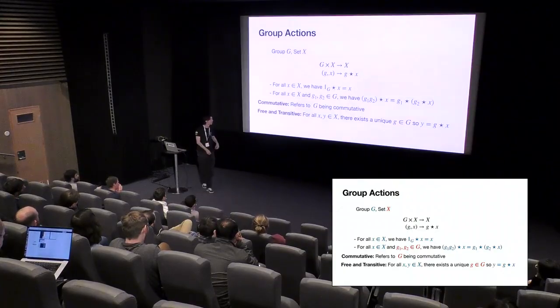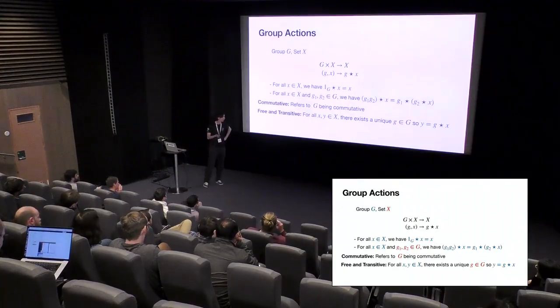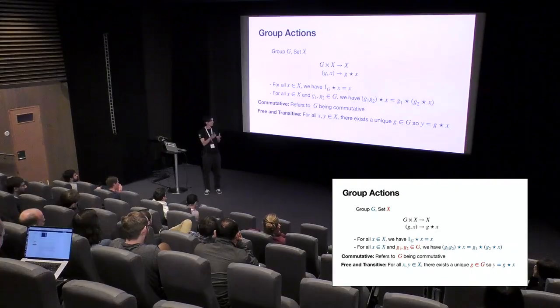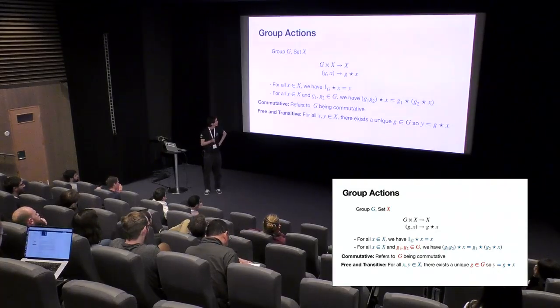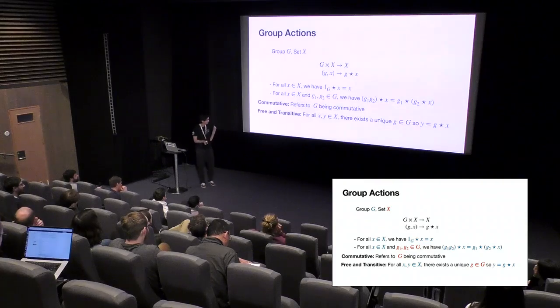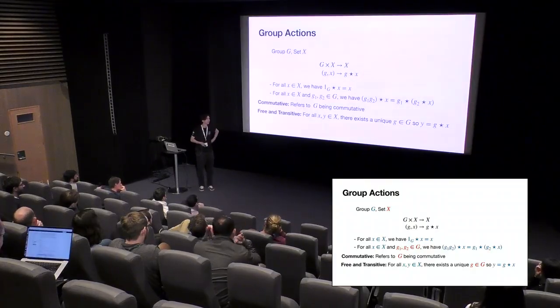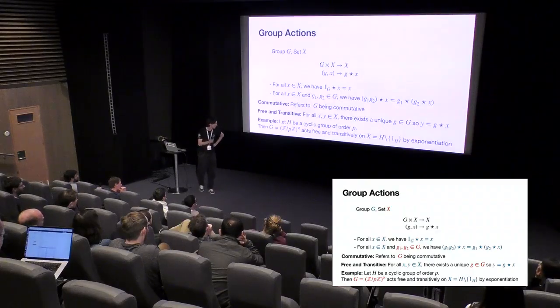And another property that's useful for building cryptography is free transitivity, which essentially says that you can go from any two set elements by a unique group element. Okay. Essentially freeness is the important one because you can always get transitivity by working in a specific orbit, which will actually become relevant later, but it's kind of a detail.